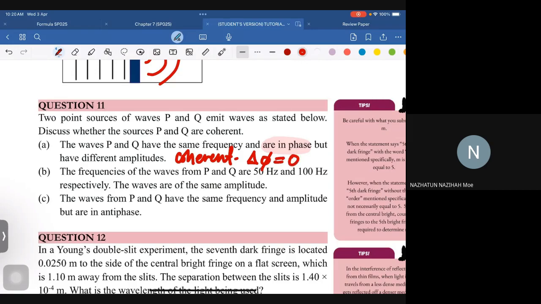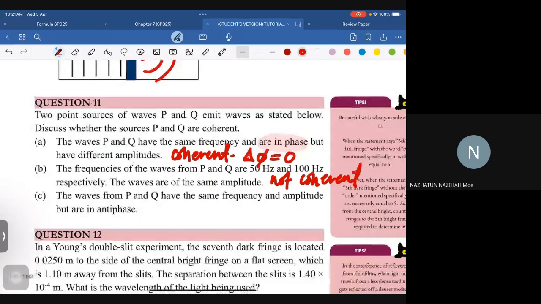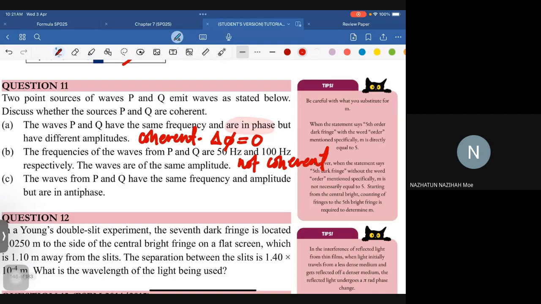Next, the frequency of the waves are 50 and 100. Dari sini pun dia sudah cakap frequency dia berbeza, and the waves are of the same amplitude. This one frequency is telling us whether they are moving in phase or not as well. So this one is not coherent. Kita letak sini not coherent. Yang ni tidak akan keluar dalam PSPM lah, kamu tak payah risau sangat.